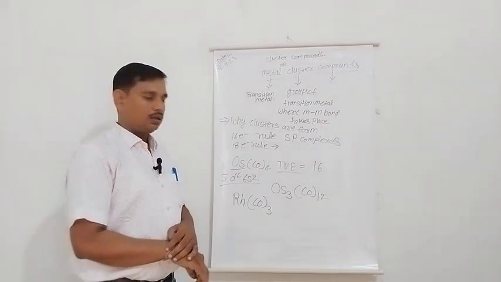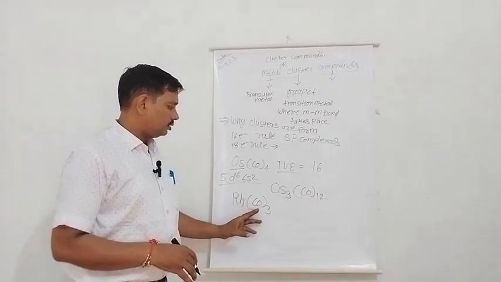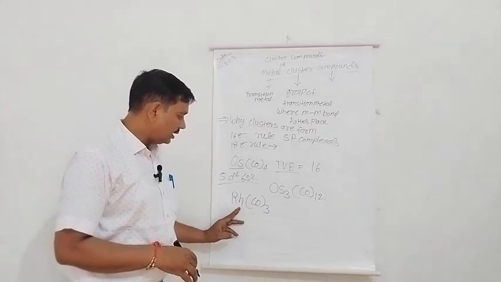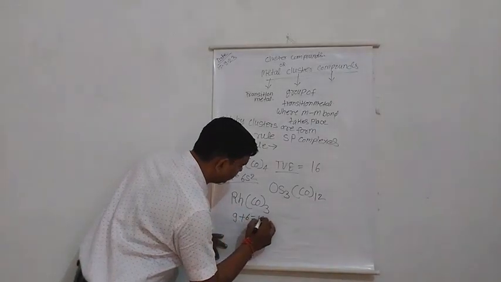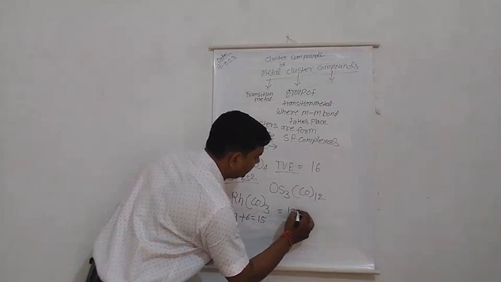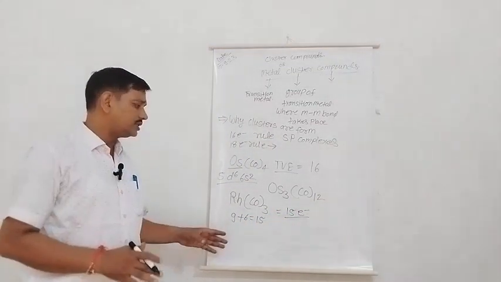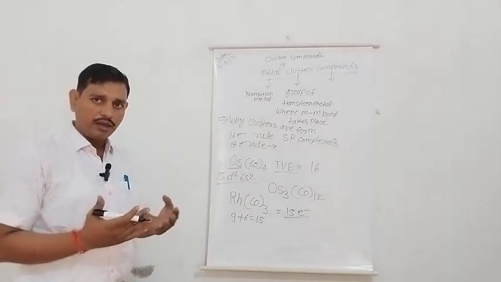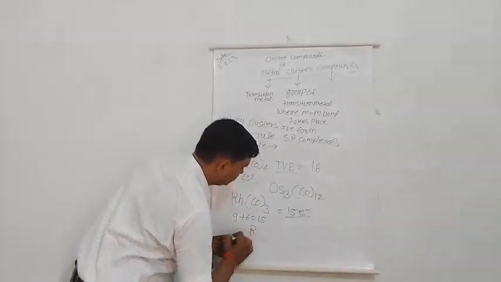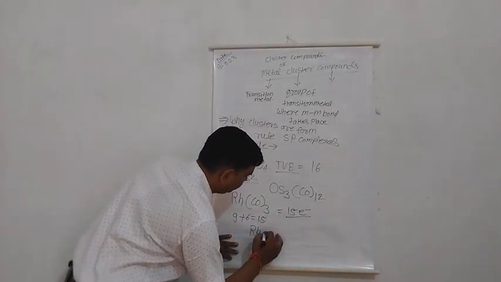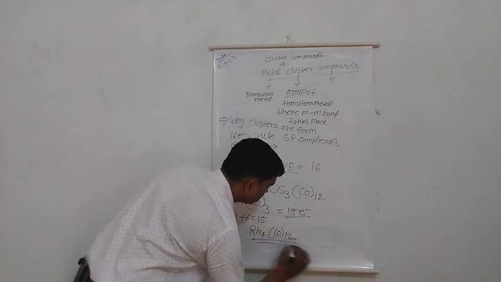Same if you consider Rh(CO)3, this rhodium has valence electron 9 plus 6 is equal to 15. It means it obtained 15 electrons, which is also unstable. For making the stability, again, what does it form? It forms Rh4(CO)12. It is in the form of the cluster.